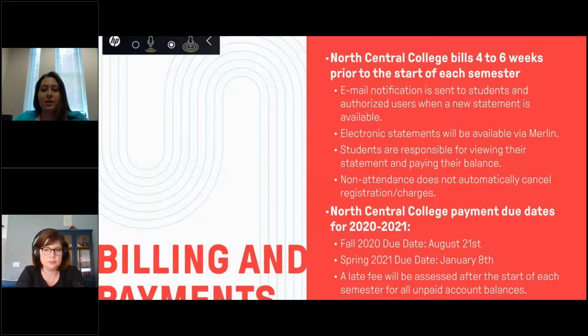For North Central College payment due dates for the next academic year, fall is always due the Friday before the semester starts. August 21st is for fall, and then January 8th is for spring semester 2021. At any point after those due dates, a late fee can be assessed to any unpaid account balance. So make sure to have those dates in mind and have any plans for payment in mind.